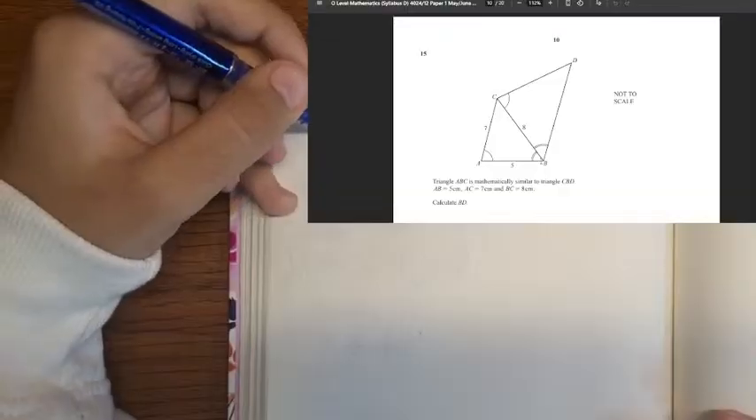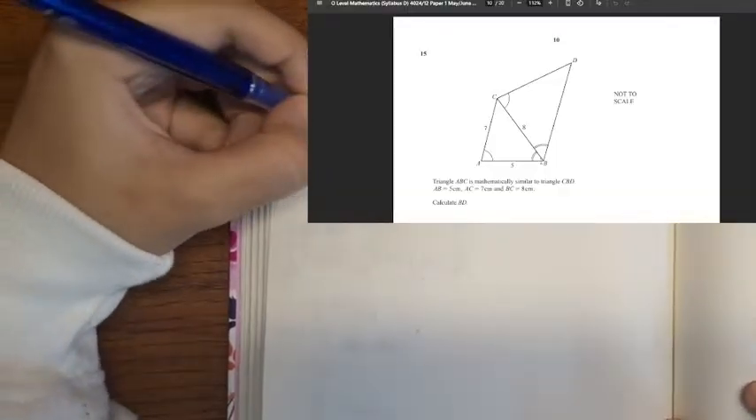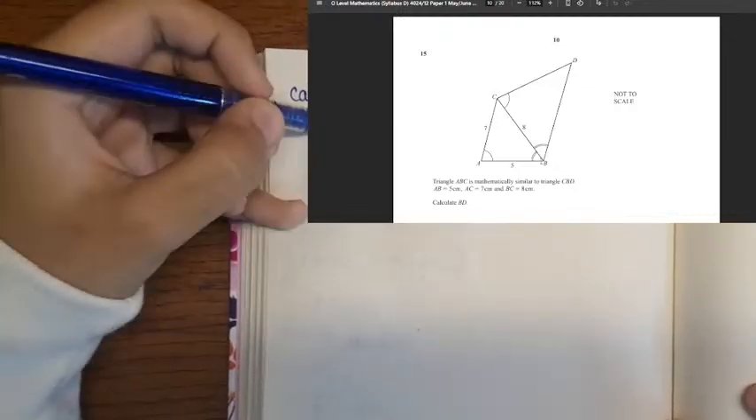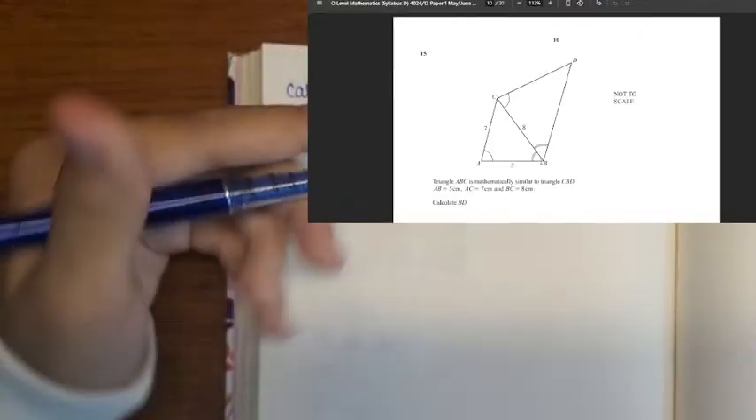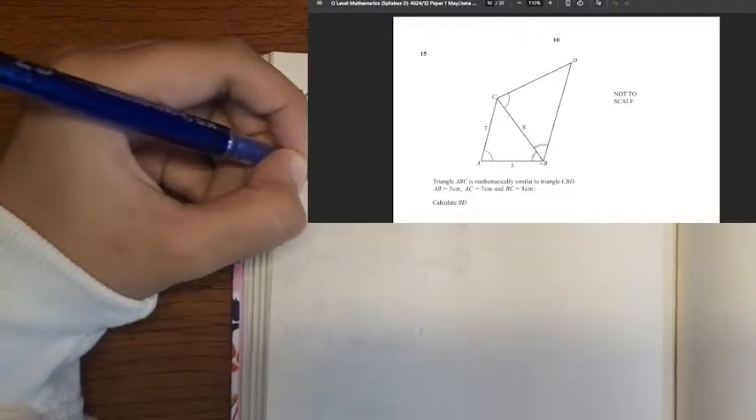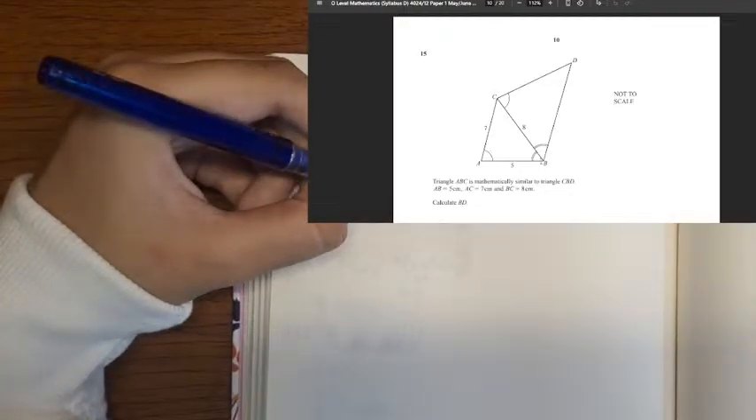In order to find BD, we first need to find the sides that it correlates to. If they're saying ABC is corresponding to CBD, then that means that AB corresponds to CB, BC corresponds to BD, and AC corresponds to CD. See, AB, CB, BC, BD, and so on. So, we're given AB and AC and BC. So, let's see what we can make with that. So, AB upon CB is equal to BC upon BD is equal to AC upon CD.